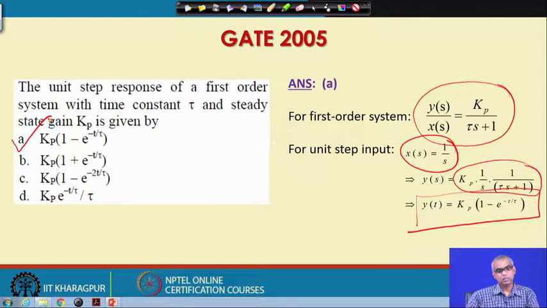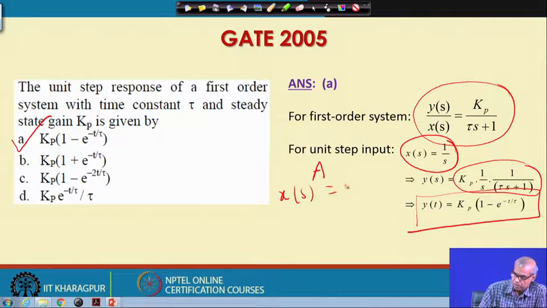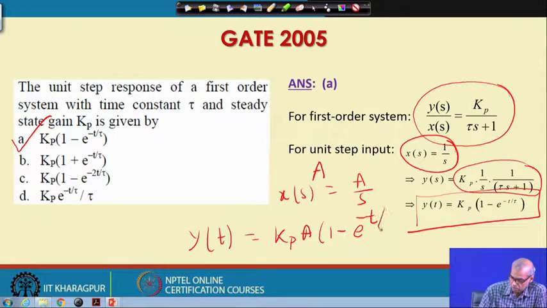Instead of unit step input, if you would have given step input of magnitude A, then x s would have been A by s and the response would have been Kp into A into 1 minus e to the power minus t by tau. Here simply A equal to 1. So, y t equal to Kp into 1 minus e to the power minus t by tau.